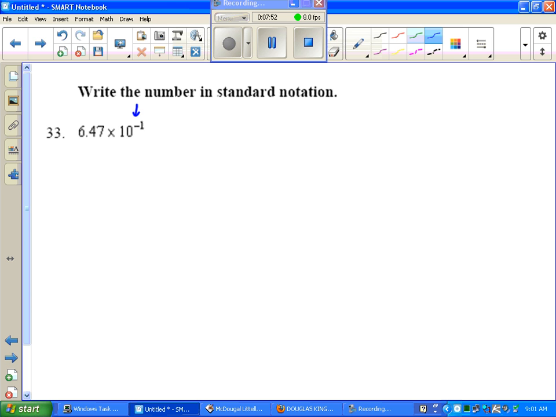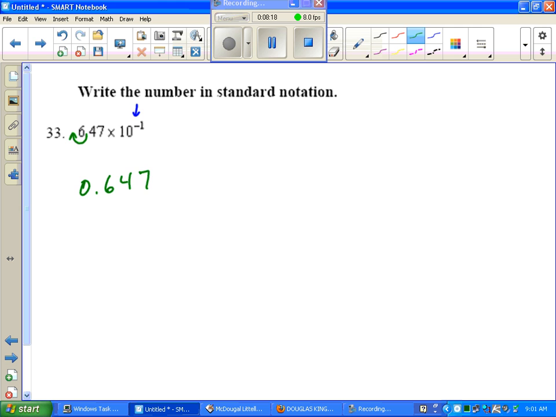So we don't want to move the decimal over. We only want to move it 1 time, but we don't want to move it to the right because that'll give us 64.7. We want to make it a smaller number. So we want to move it 1 time to the left, which gives us 0.647. Had it said 10 to the negative 2, we would have moved it twice to the left. Negative 3, we would have moved it 3 times to the left.